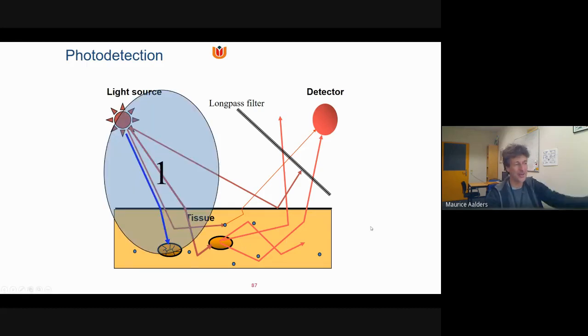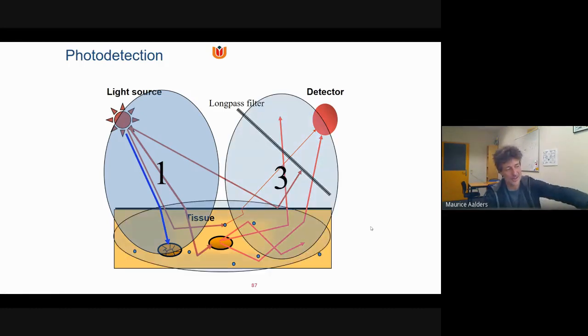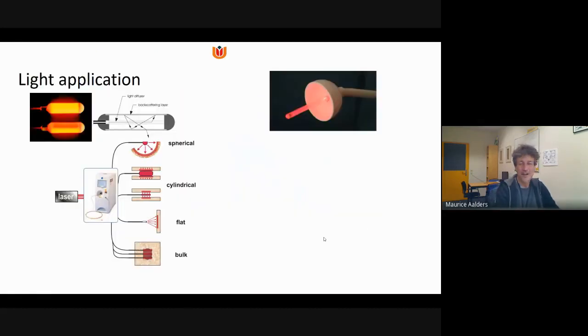So we're looking at the three parts here: the excitation, the emission, and the fluorescence part. This is rotating, super nice. For excitation, we want to get, of course, enough light in the tissue to get all the excitation there.